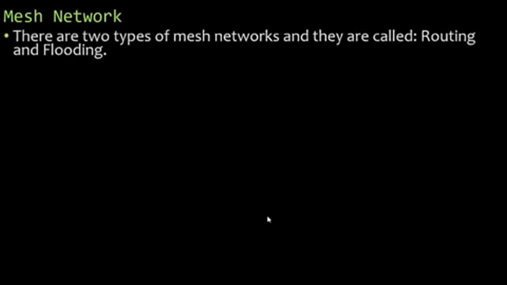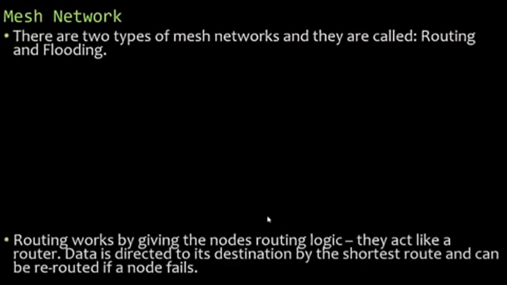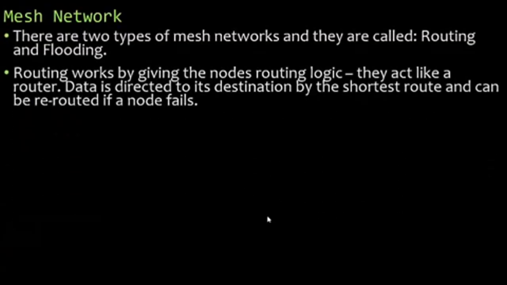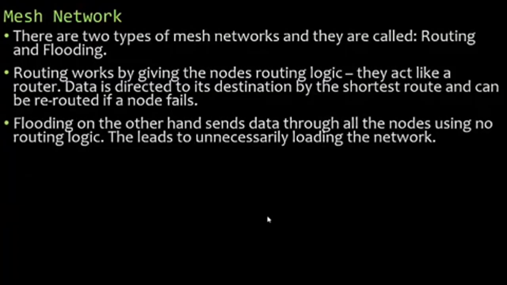So there are two types of mesh networks, and they are called routing and flooding. Now, routing mesh networks work by giving the nodes routing logic, so they act like a router. Data is directed to its destination by the shortest route and can be rerouted if a node fails. And we call that packet switching in A level.